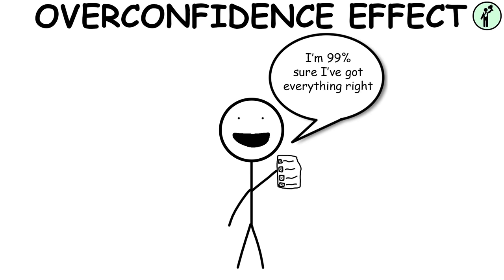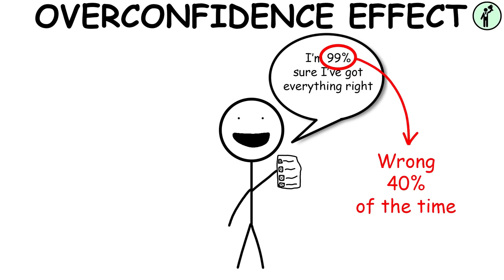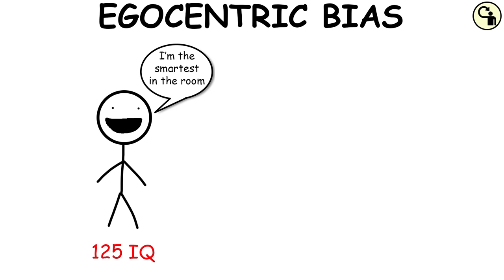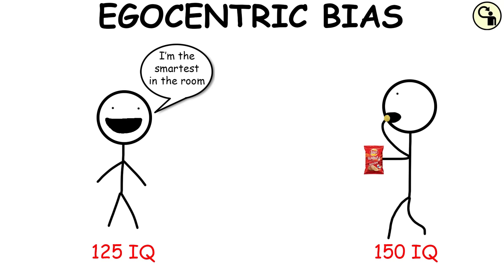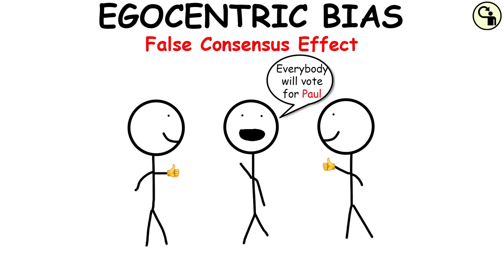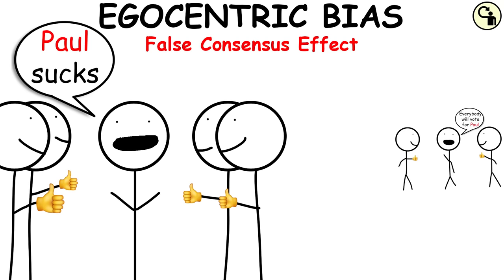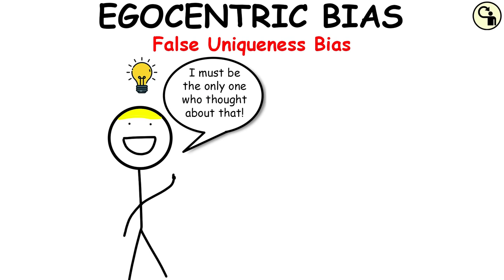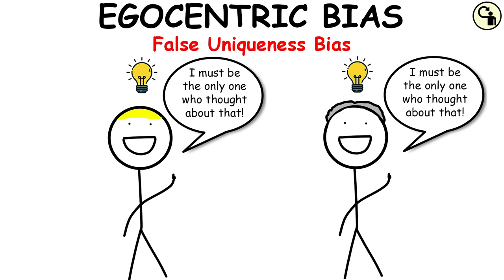For example, for certain types of questions, answers that people rate as 99% certain turn out to be wrong 40% of the time. Egocentric bias. Egocentric bias is the tendency to rely too heavily on one's own perspective or have a higher opinion of oneself than reality. Examples of this are the false consensus effect, which is the tendency for people to overestimate the degree to which others agree with them, and the false uniqueness bias, which is the tendency of people to see their projects and themselves as more singular than they actually are.